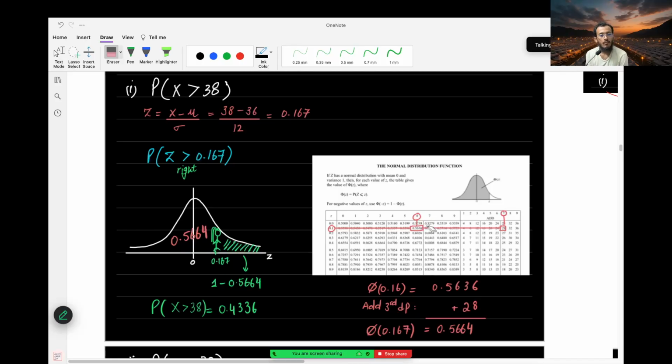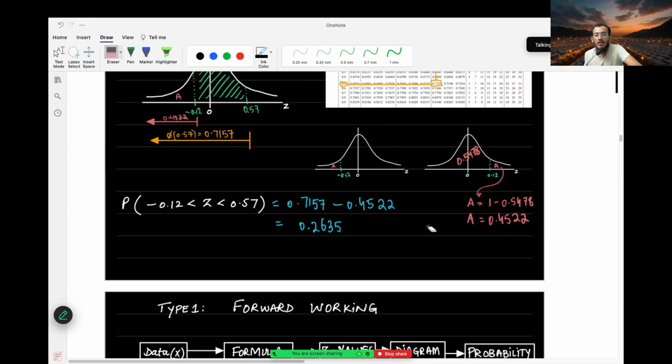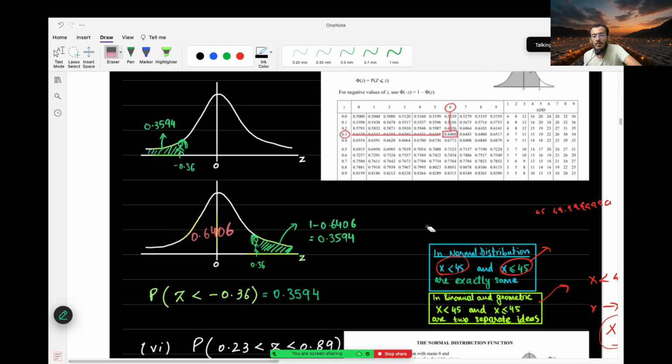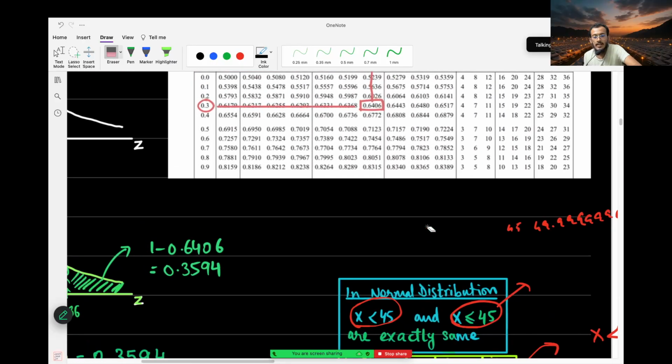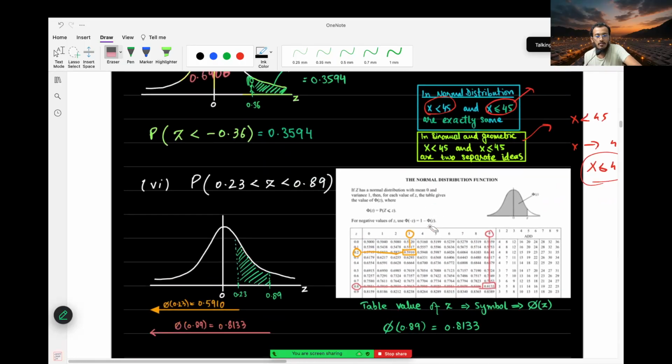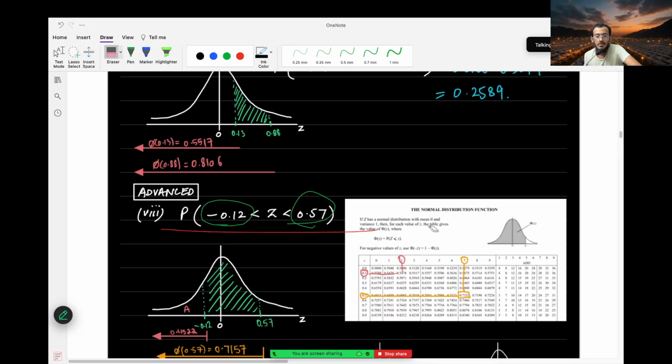The value that we convert from x to z is greater than 38, but what if it's greater than or equal to or something? It doesn't matter. I already taught you previously that in normal distribution, greater than or equal to and less than or equal to is the same thing, so it doesn't matter. Same answer you would get.